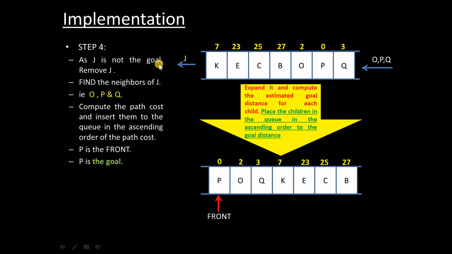As J is not the goal, remove J. Find the neighbors of J. O, P and Q. We have inserted O, P and Q. Again we have written the cost. And after inserting them we are reordering the queue with respect to the path cost, and we will get P on the top, as the friend. So P is the friend. Whether P is the goal? Yes, P is the goal node with the cost value 0, and now we'll stop traversing and return a success value that we have got the element that we have searched.